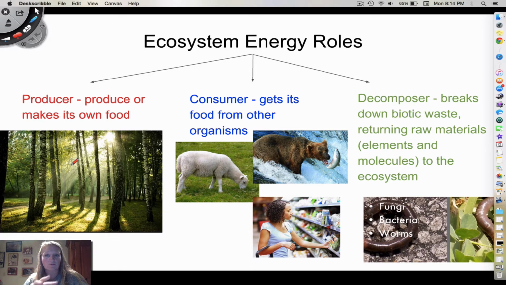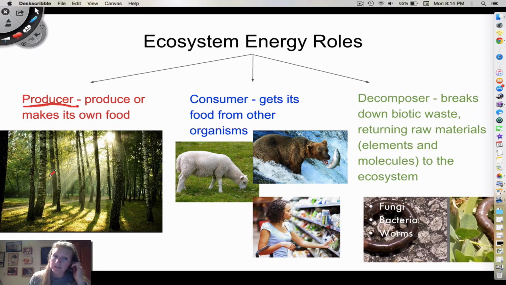Okay, there are three major energy roles, so three users of energy that make an ecosystem. The first one is, I think, one of the most important ones, the producer. We have this lovely producer, and what they do is, as their name would say, produce or make their own food.